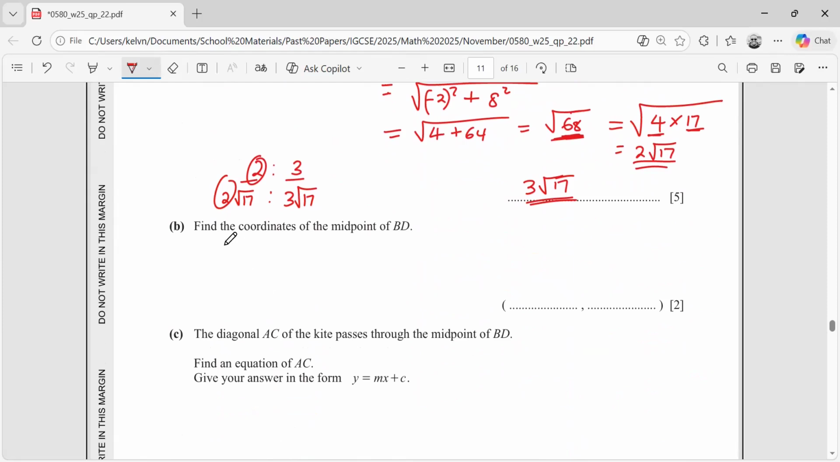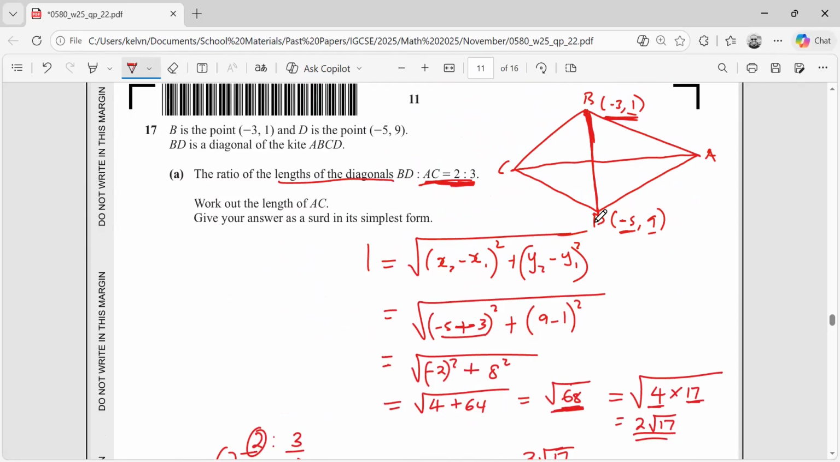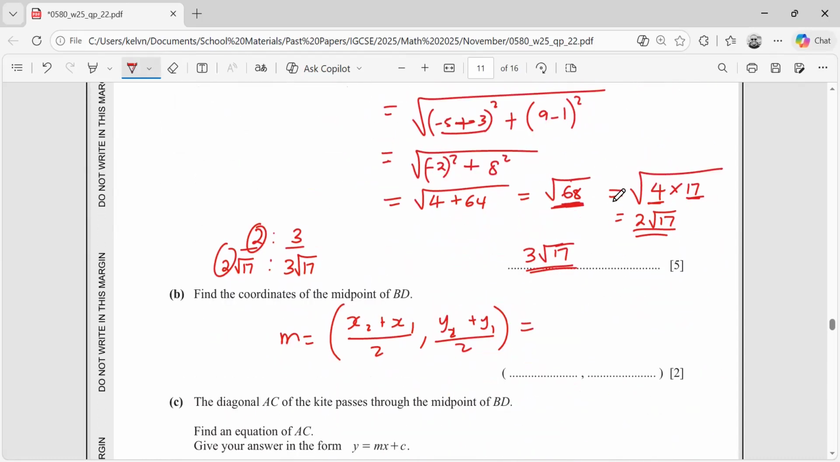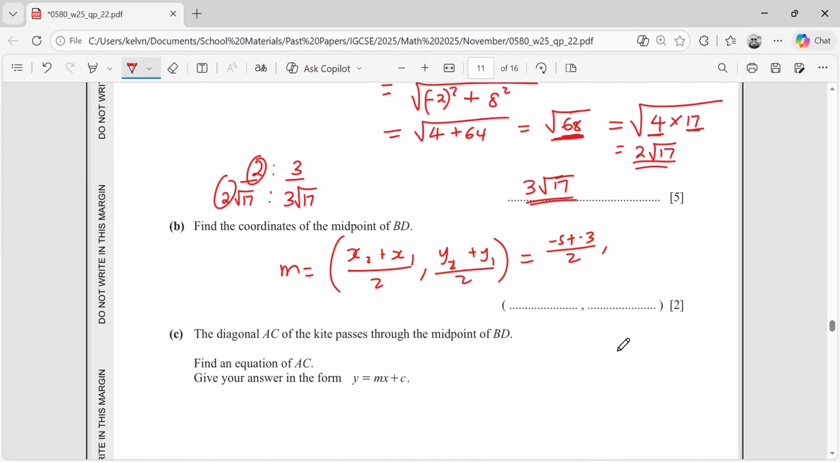Now let's move on to part B. Part B says, find the coordinates of the midpoint of BD. Coordinates are easy to find because it's basically x2 plus x1 divided by 2, comma, y2 plus y1 divided by 2. That's the formula we use for midpoint. You can take our D point to be 2. So our x2 will be -5 plus -3 divided by 2, and then comma, 9 plus 1 divided by 2.